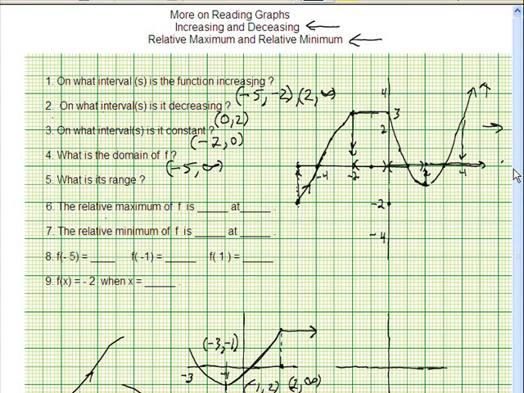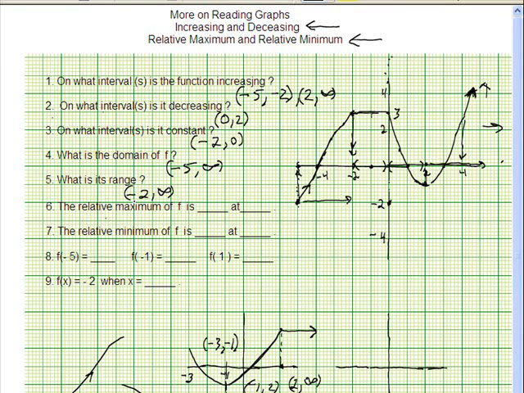Now the range is the only time we measure on the y-axis. If I collapse the function this way to the y-axis, the lowest y that gets covered is 2. What's the highest y that gets covered? Well, the function keeps going to infinity. So all the y's up here get covered. So we would say -2 to infinity for the range, and that's the only time we'll use a y-axis interval.